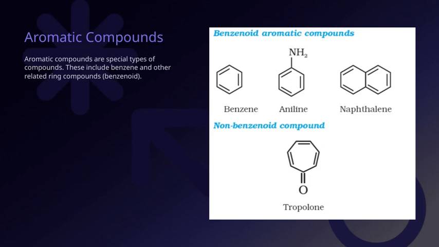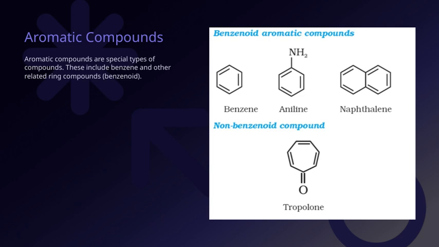Aromatic compounds are a special class of chemical compounds that have unique stability and properties. You might be familiar with benzene, which is the classic example, but there are many other related ring compounds known as benzenoid compounds. These molecules feature a ring structure with alternating double bonds, which gives them their distinctive aromatic stability.